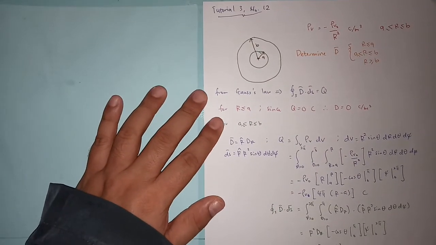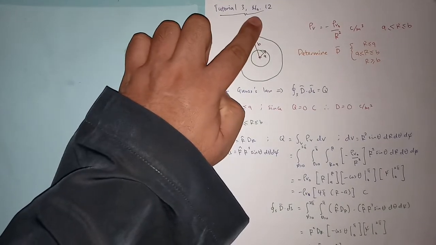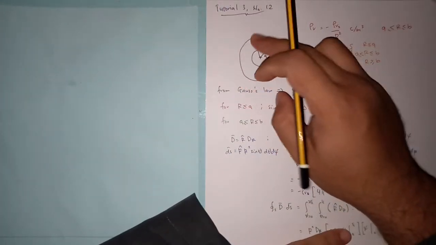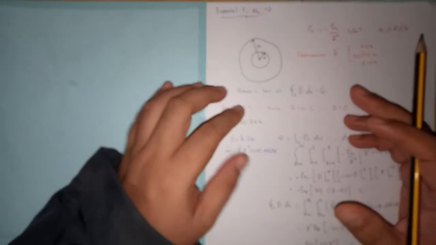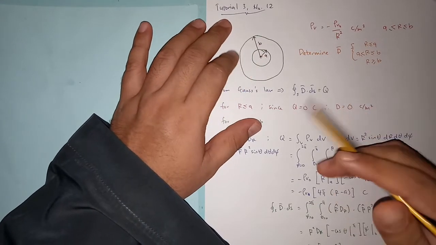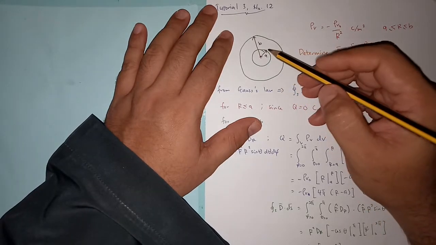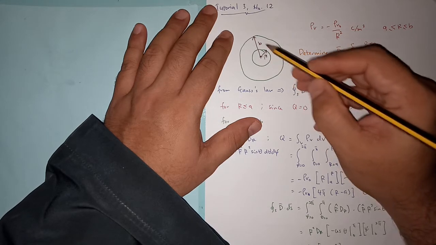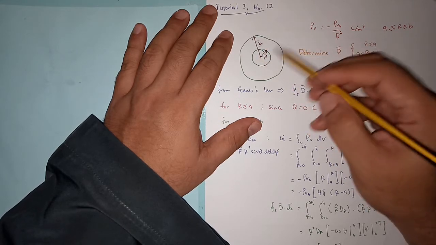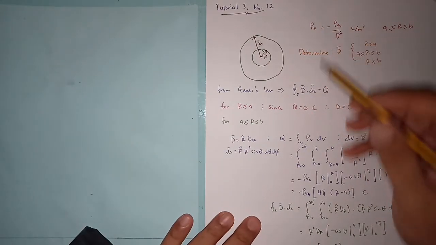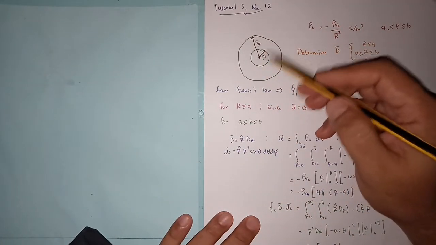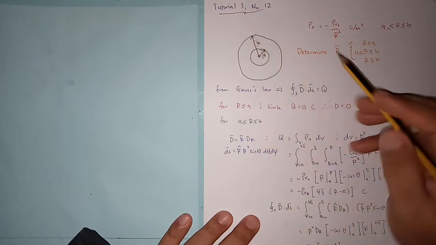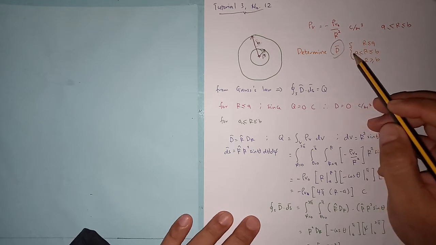Alright, so now let's look at tutorial 3, question number 12. In this question, we have a spherical shell of charge, where the charge only exists in the region between radius A and radius B. For the rest of the regions, the charge is equal to 0, or we don't have any charge residing in that particular region, and we need to determine the vector of D in our regions.